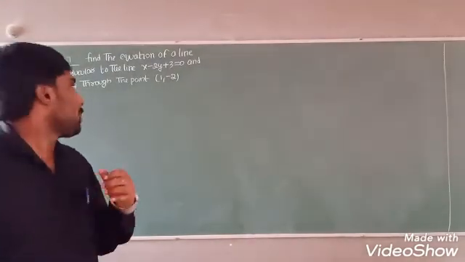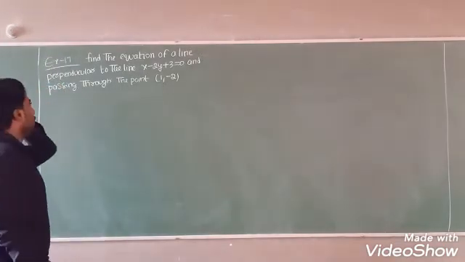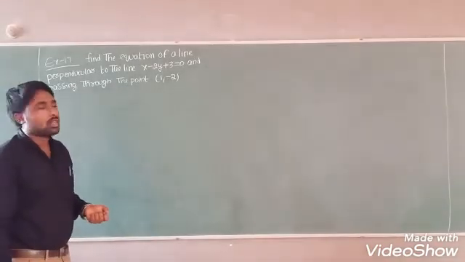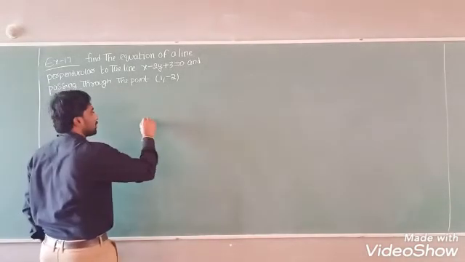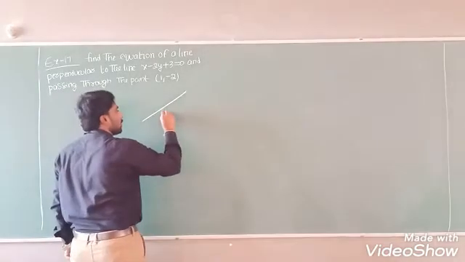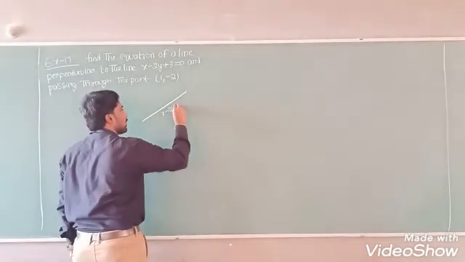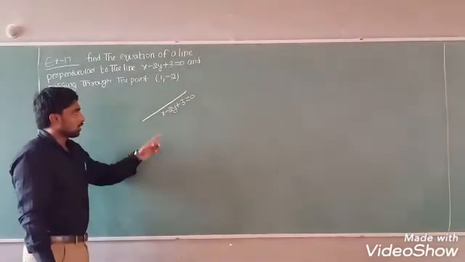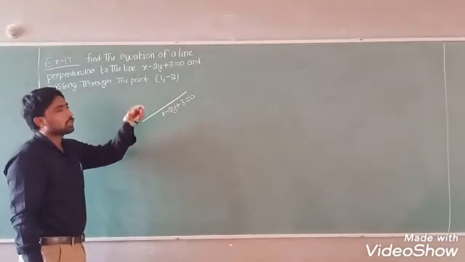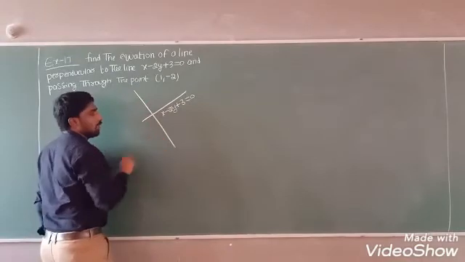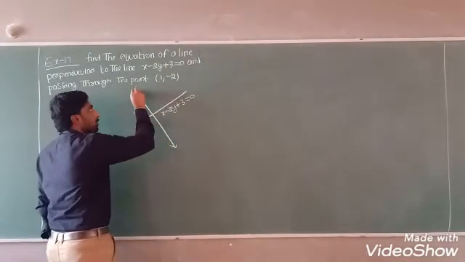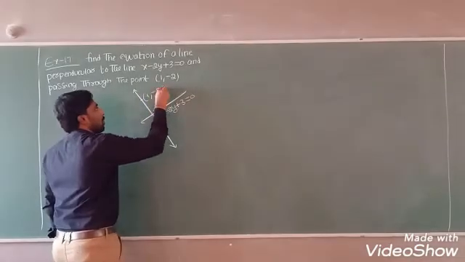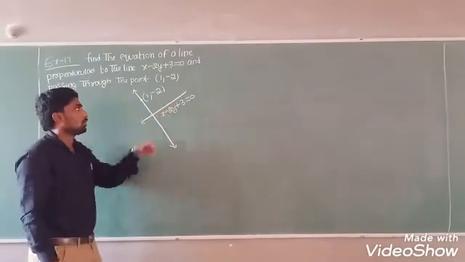Okay, students. The next problem is: find the equation of a line perpendicular to the line and passing through this point. So what they are asking, this is one line, x minus 2y plus 3 equal to 0. Okay. This is one line. The other line is perpendicular to this line and passing through 1 comma minus 2. So it means like this. This is the second line, passing through 1 comma minus 2 and perpendicular to this line.